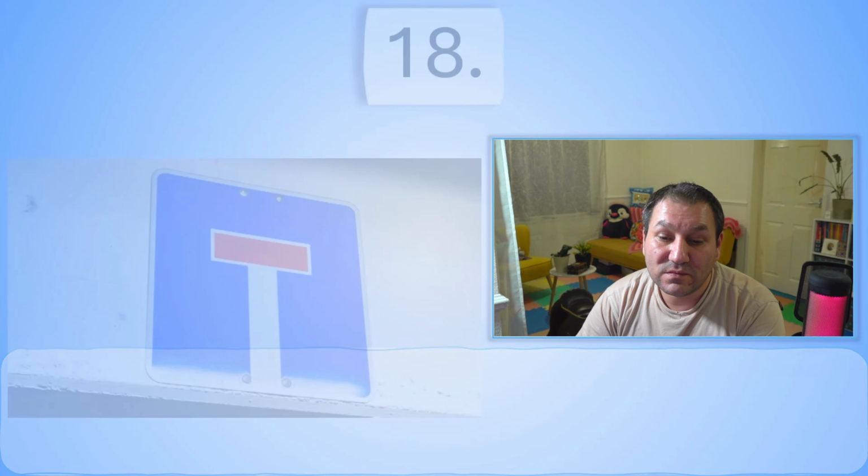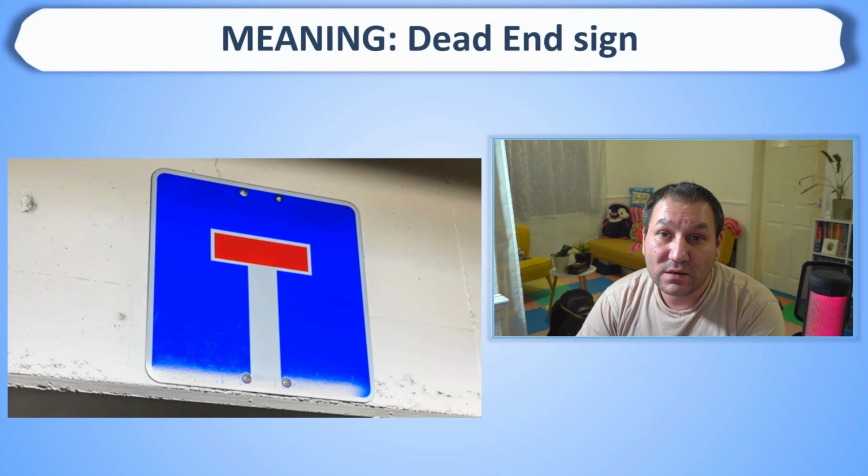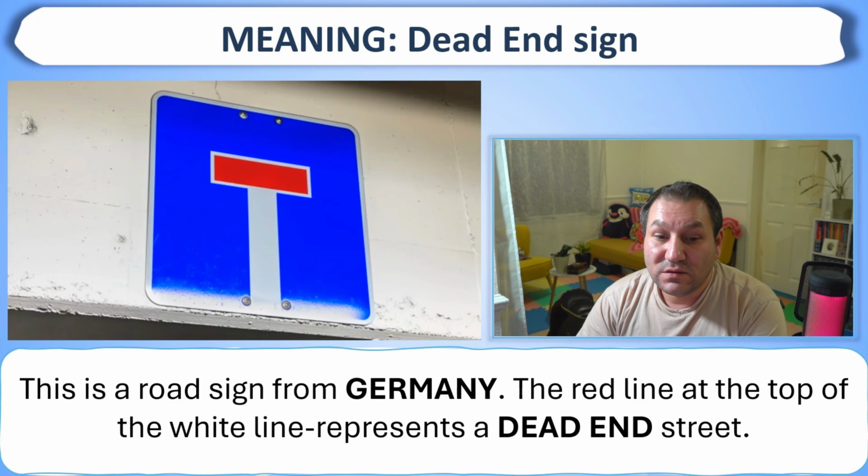18. Meaning dead end sign. This is a road sign from Germany. The red line at the top of the white line represents a dead-end street.